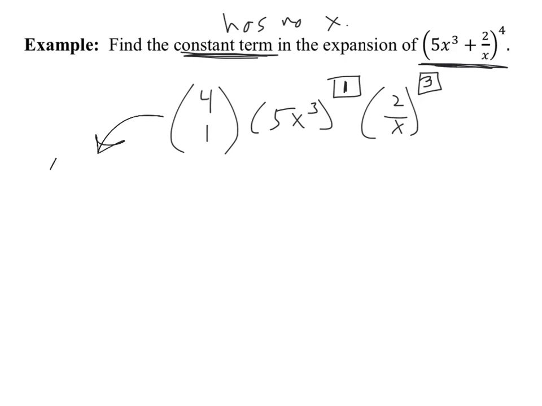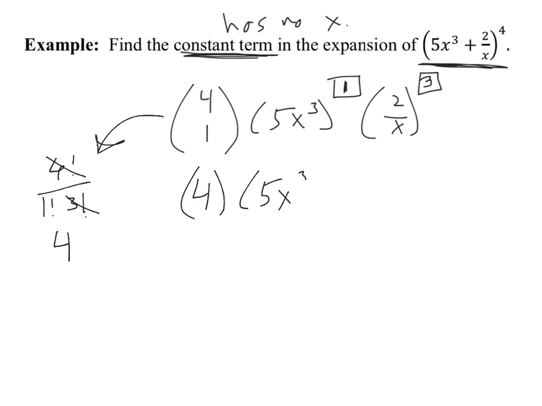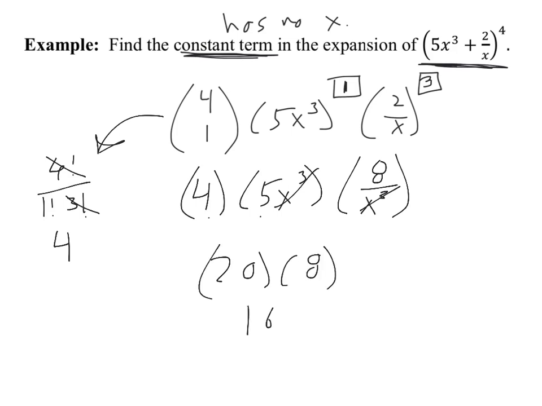This combinatorial coefficient will be 4 factorial over 1 factorial, 3 factorial. The 3 and the 4 factorial drop you down to just 4, so you get 4 for that. Here you're going to get 5x cubed, and here we'll get 8 over x cubed. Nobody is surprised when the x cubeds cancel out. The 4 times 5 gives me 20, and 20 times the 8 I had from over there is 160. And there it is. We found the constant term in this expansion.